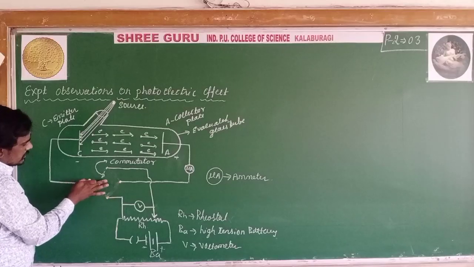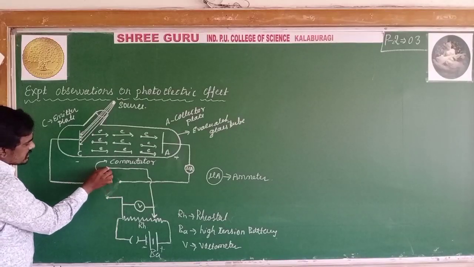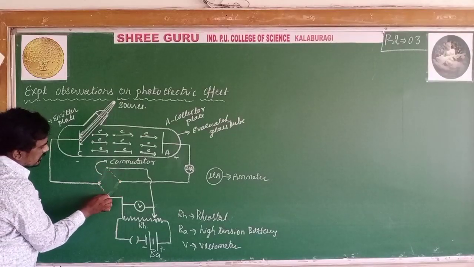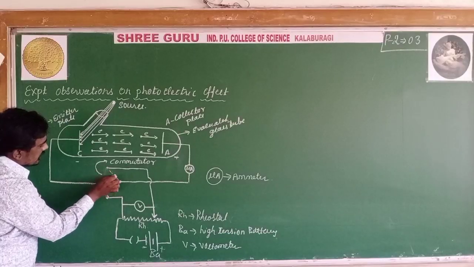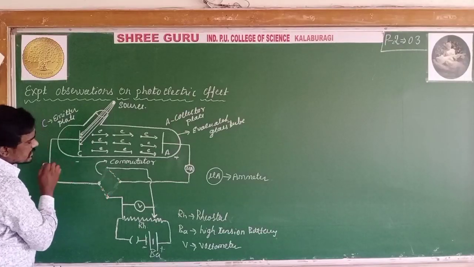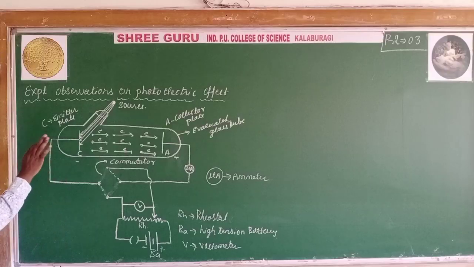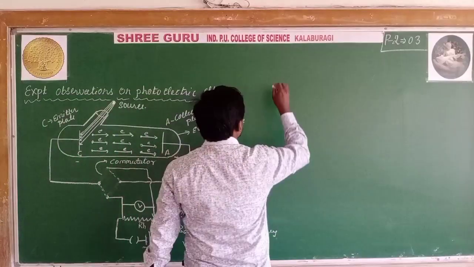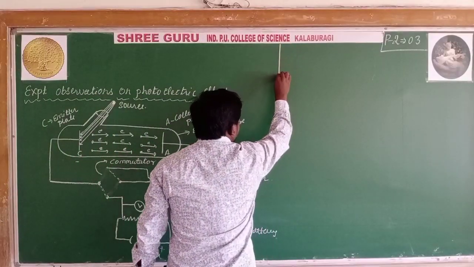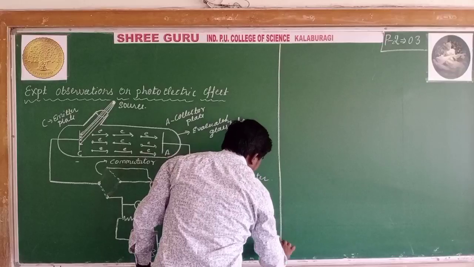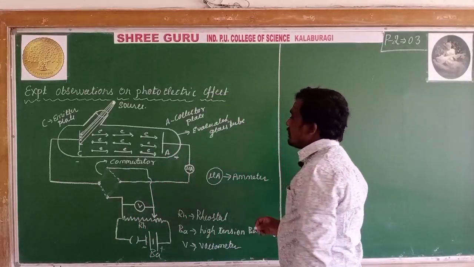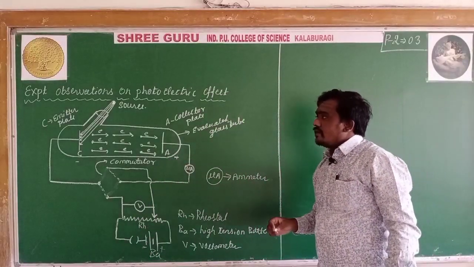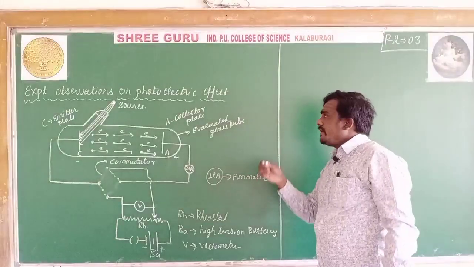These are the things we discussed in this class: how the commutator helps us see the variations, the experimental observations on photoelectric effect. We will discuss this in this class. Now, first experimental observation, we will see the effects one by one.